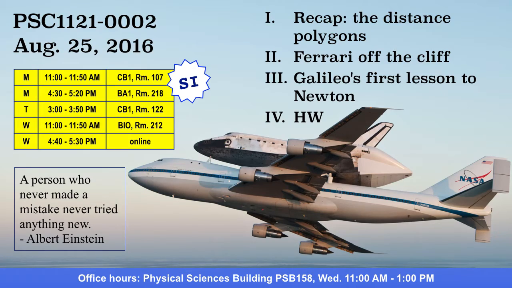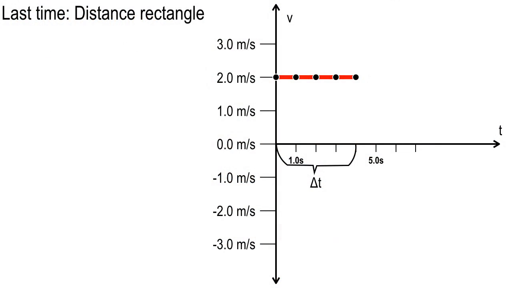All right, let's keep going. Let's do a recap from last time. We talked about distance polygons, the simplest one being the distance rectangle. Here's a velocity graph, velocity on the vertical axis, and I've got it marked out in 1.0 meter per second increments, positive and negative. For a constant velocity object, it's cooking along at 2.0 meters per second for some interval of time, delta t.